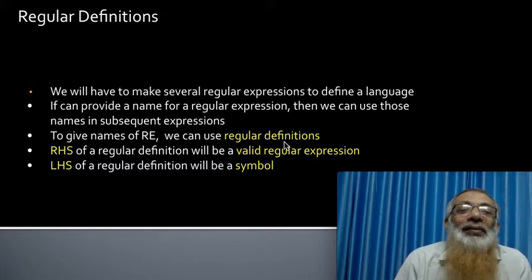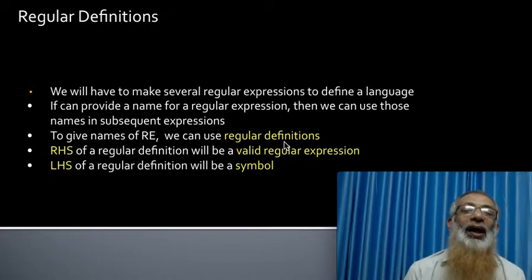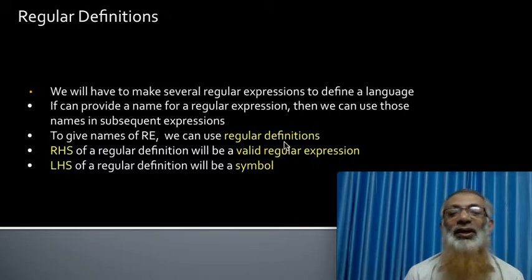Now let us understand what's meant by a regular definition. See, there can be several regular expressions when we define a language. A series of expressions will have to be used, and one regular expression might be used by the other regular expression. So it will be very useful if a regular expression can be given a name. Once a RE or a regular expression is named, it can be reused subsequently.